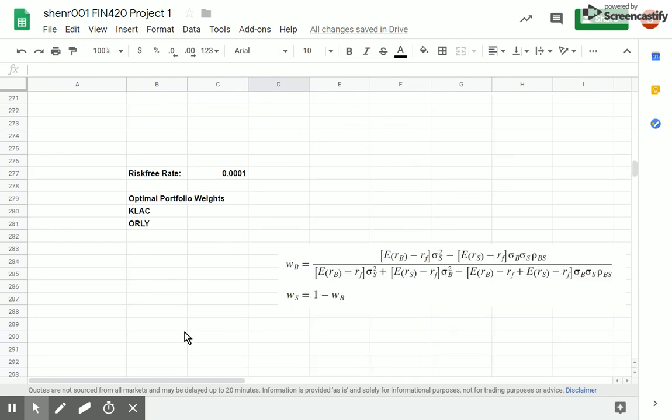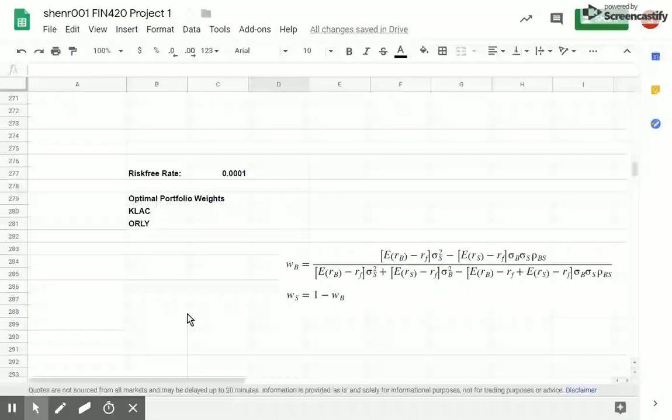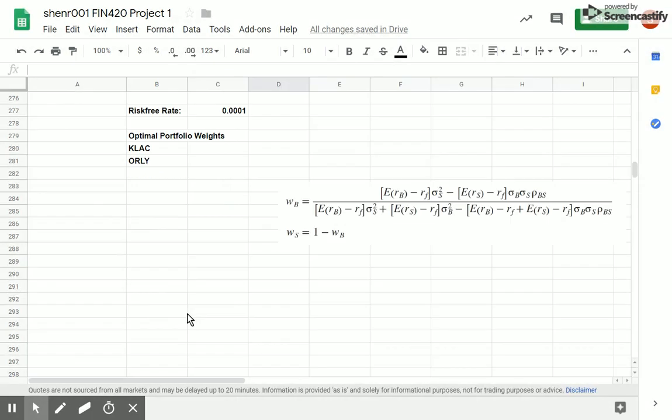Question 6 asks you to find the optimal portfolio weights, and that formula is a lot more challenging. I've pasted it in down here just so you can get an idea of how you might go about this. Again, we have this portfolio B and portfolio S, so you want to keep your stocks straight. Make sure you remember which one is which.